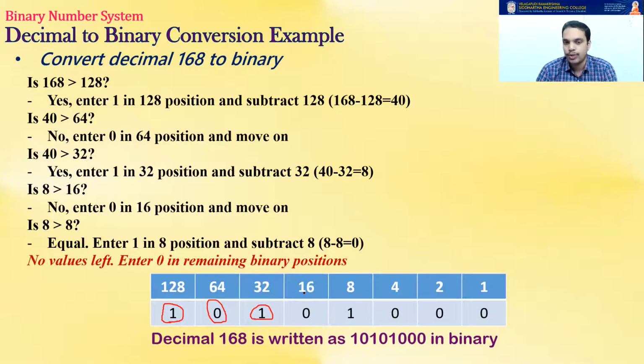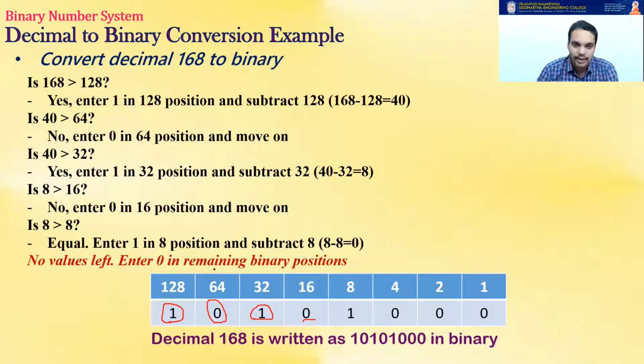Now let me move to the next position. It is 16. Is 8 greater than 16? No. So I place a 0 here. Move on. Now is 8 greater than 8? It is equal. When it is equal, I place a 1 there and I move on. When I subtract, I get a 0. Because I got the remainder as 0, I put zeros in all the remaining binary positions.